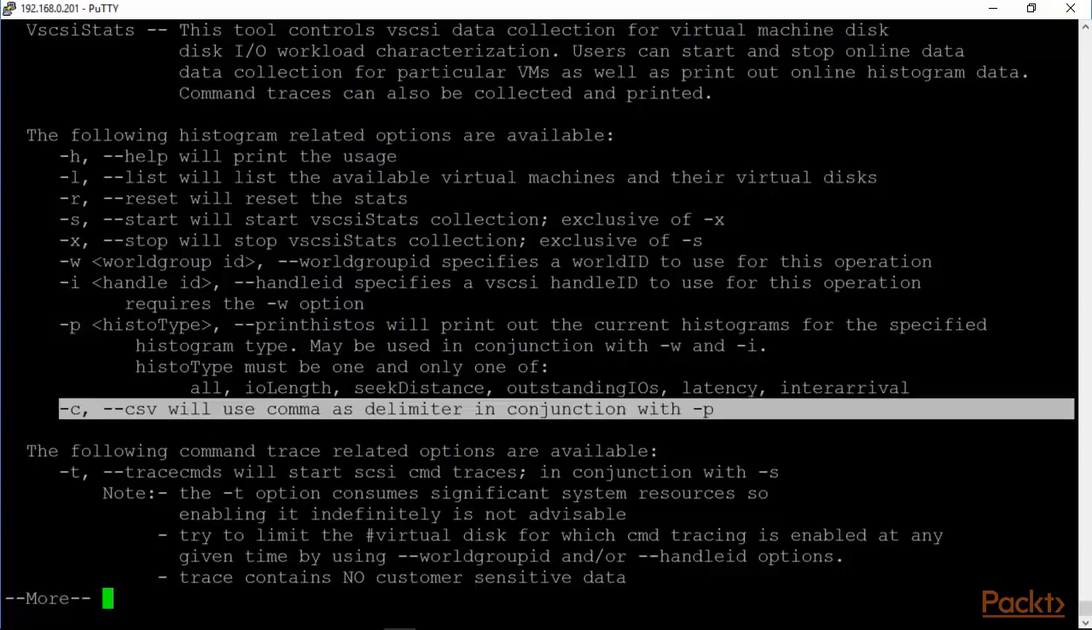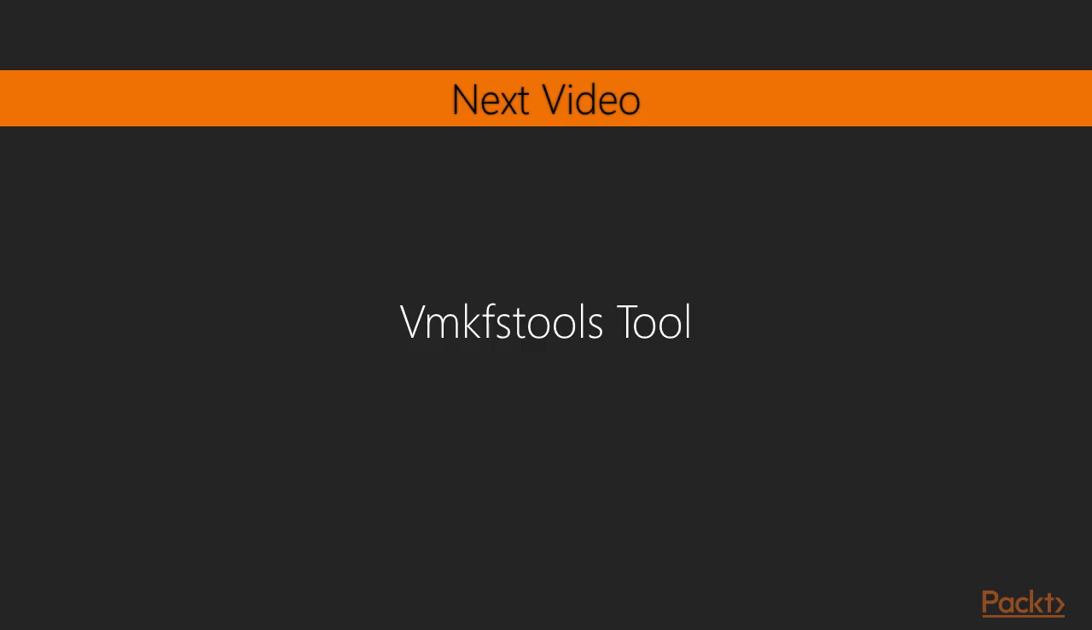So we've just completed our look into the vscsiStats tool. With that, we're going to move to the next video, which would be on the VMKFS tool, which is a very sharp knife in your tool set to allow you to actually carve up your devices as you need. So with that, I look forward to seeing you on the next video.